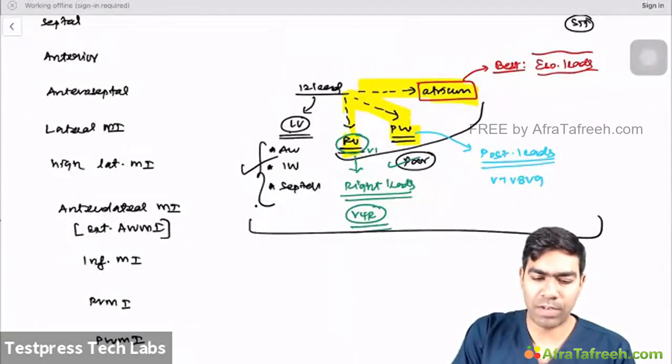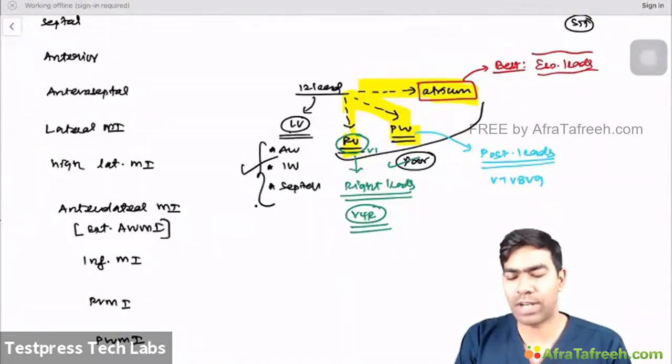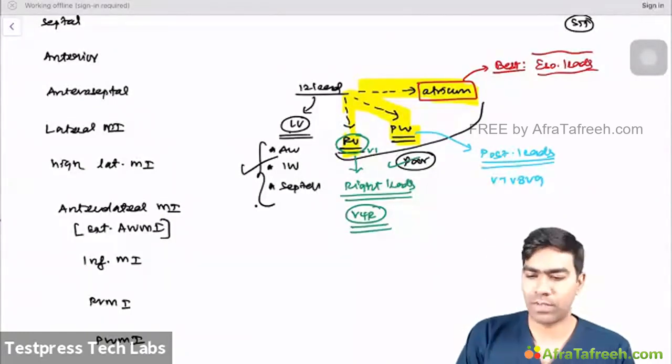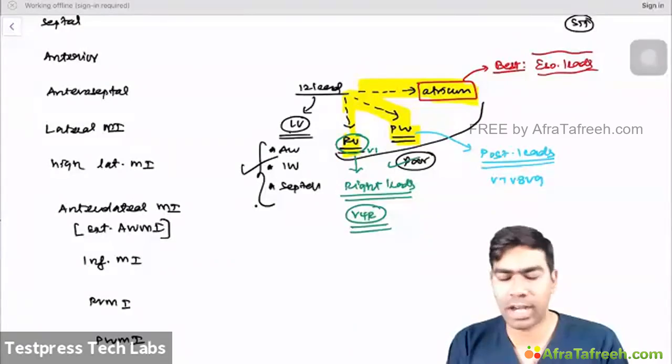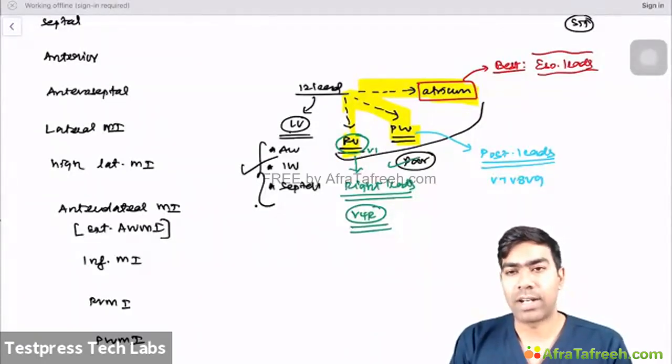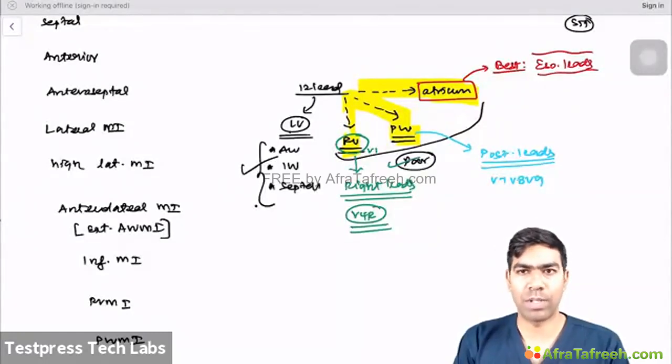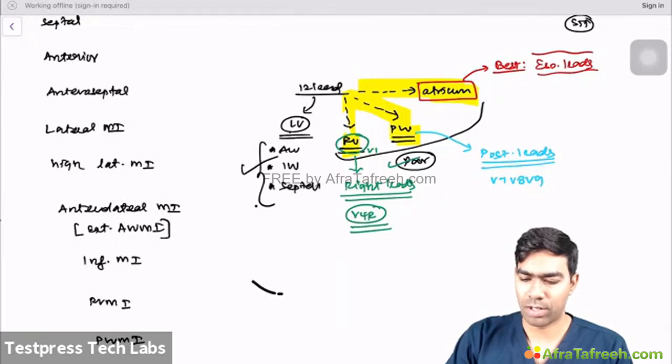So if they ask you the pitfalls of the 12-lead ECG system: the posterior wall, right ventricle, and atrium are not seen as properly as expected. For the atrium, the best are esophageal leads; for the posterior wall, the best are posterior leads; for the right ventricle, the best are right ventricular leads, especially V4R. That's going to be the most important, really, really important. I think that must settle the issue.